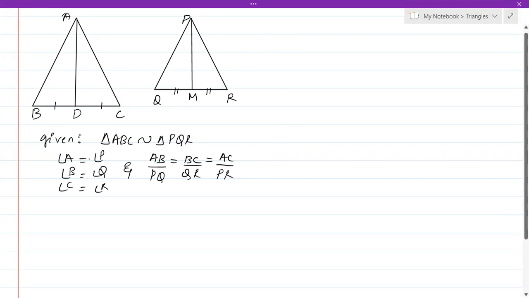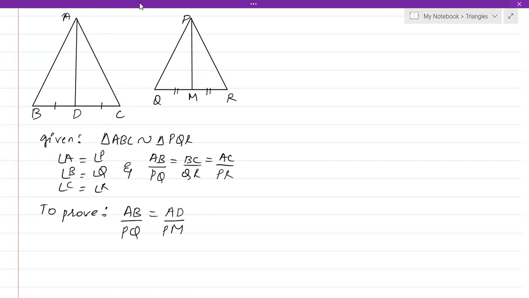Okay. So what we have to prove is that AB by PQ is equal to AD by PM. So as I told you in many questions, if you want to prove such ratios are equal, we have to take two triangles. Observe the numerator. In the numerator, we have got AB and AD. So which is the triangle that has got AB and AD? That is triangle ABD.